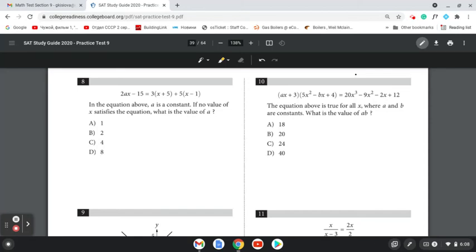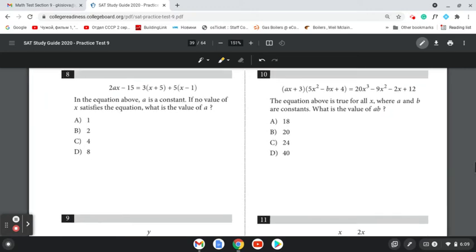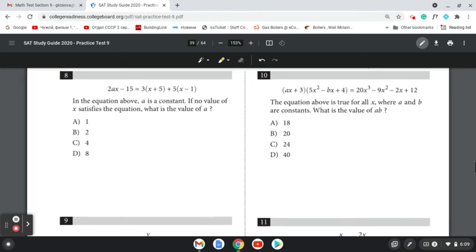SAT test 9, question number 10 on the non-calculator section. You're given an equation, and the statement says that it is true for all values of x, which means that the equation has infinitely many solutions, or is the so-called identity.